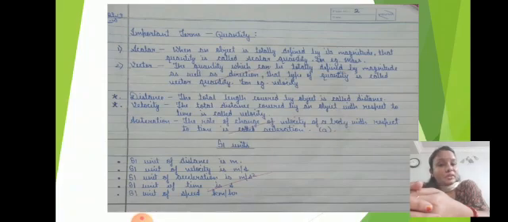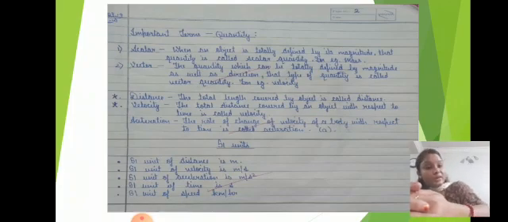Some SI units of quantities are written here. The SI unit of distance is meter. The SI unit of velocity is meter per second. The SI unit of acceleration is meter per second square. The SI unit of time is second. The SI unit of speed is kilometer per hour.